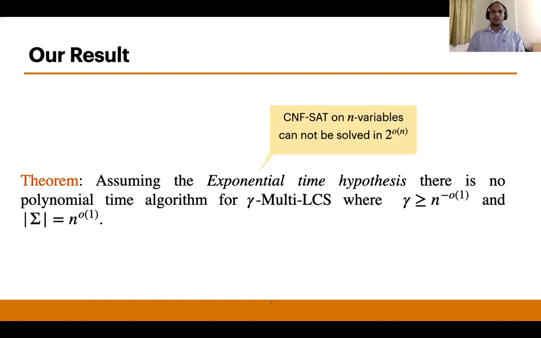In this work, we make the following contribution. We show that assuming the exponential time hypothesis, there is no polynomial time algorithm for gamma multi-LCS, where gamma is the approximation factor which is greater than or equal to n to the power minus o(1), and sigma is the alphabet size, which is equal to n to the power o(1). Here, the assumption is the exponential time hypothesis, which says that the satisfiability problem on n variables cannot be solved in 2 to the o(n) time.